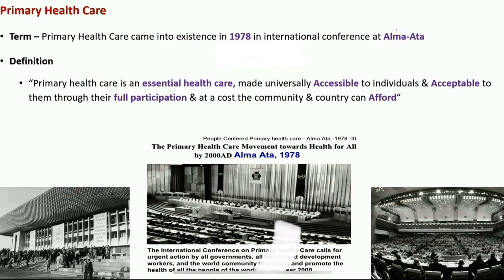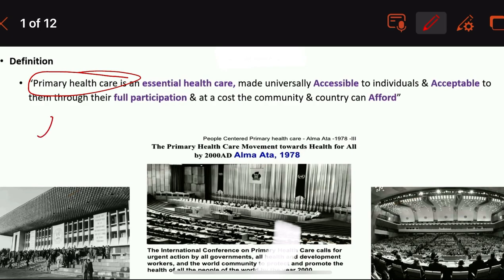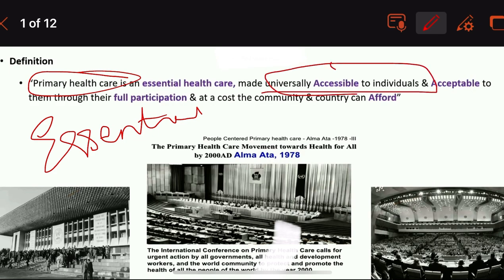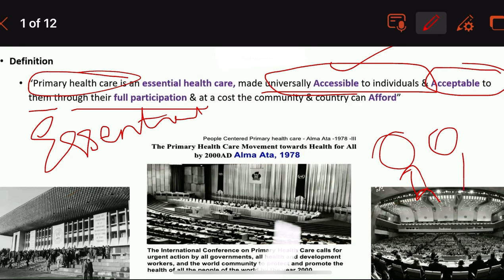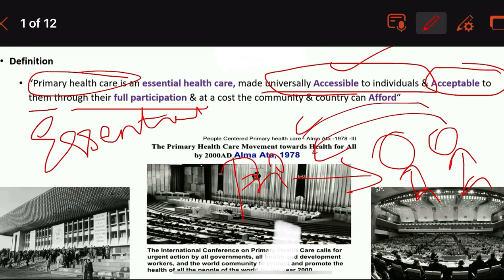Now we have the definition of primary healthcare. Primary healthcare is the essential healthcare. When we discussed the levels, we saw that primary is essential, basic is essential. Primary healthcare is the essential healthcare which is made universally accessible to the individuals, and it is acceptable to them through their full participation. The primary healthcare is made acceptable to the community and individuals with their active and full participation.